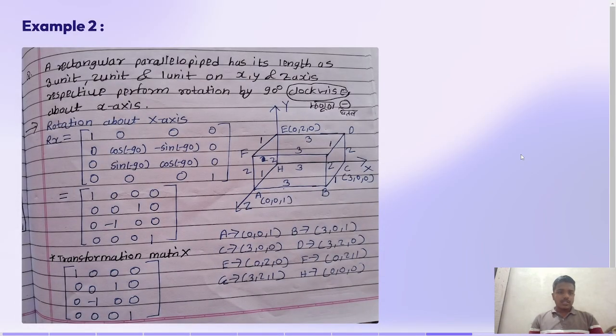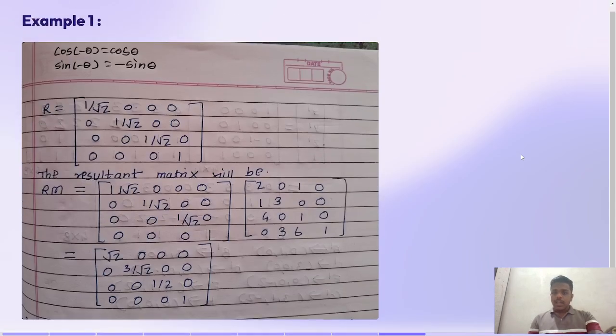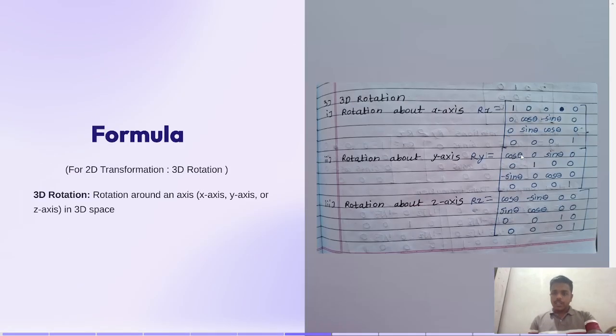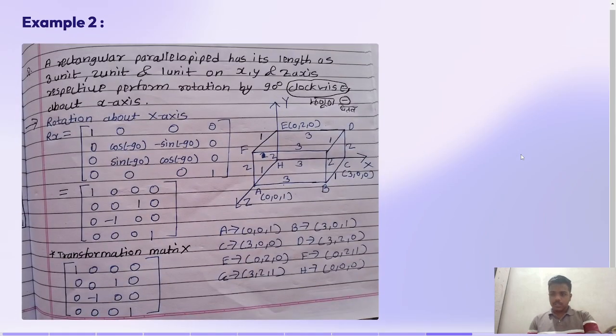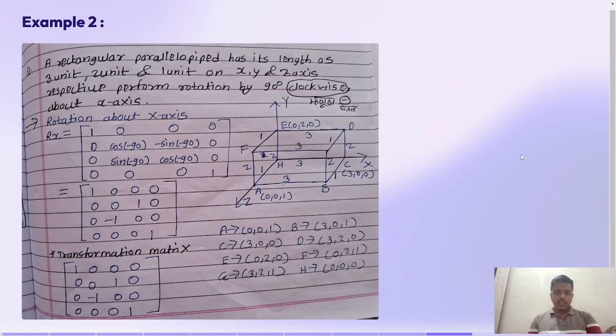I read the second example. A rectangular parallelepiped has its length as 3 units, 2 units, and 1 unit on the x, y, z axes. Perform a rotation by 90 degrees clockwise about the x axis. This is the question for clockwise, and the formula we discussed is for anti-clockwise. So we need to use a minus sign all over the formulas, like cos minus theta, sin minus theta, whenever clockwise comes in the question. So the theta value is 90 degrees, so put the value in the formula and get the answer.